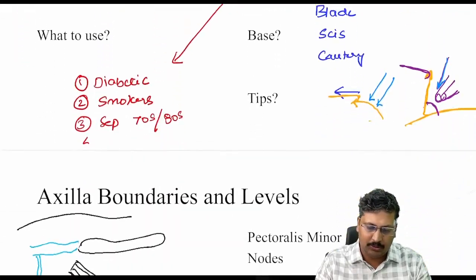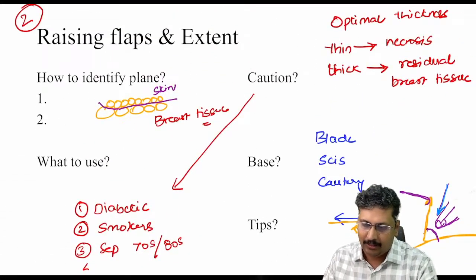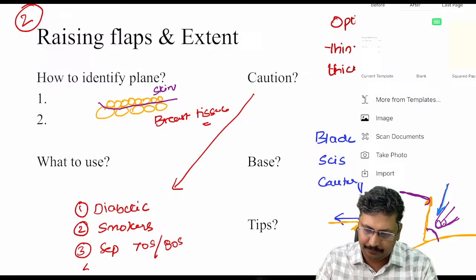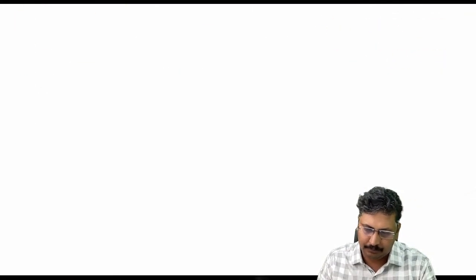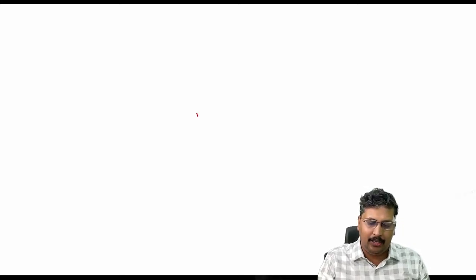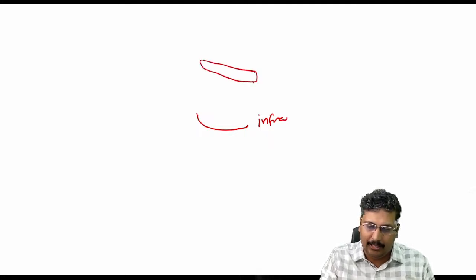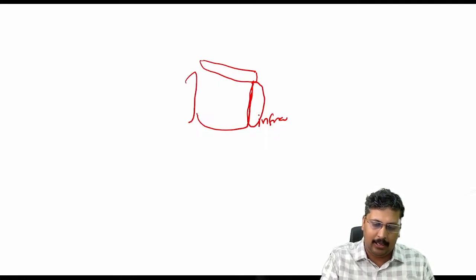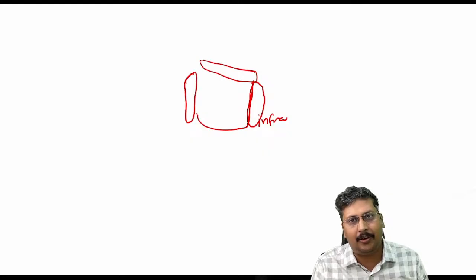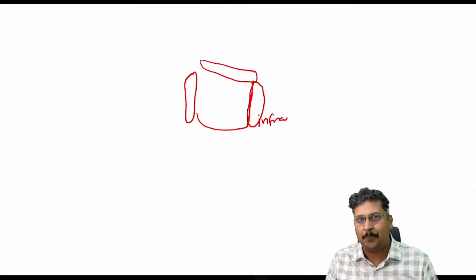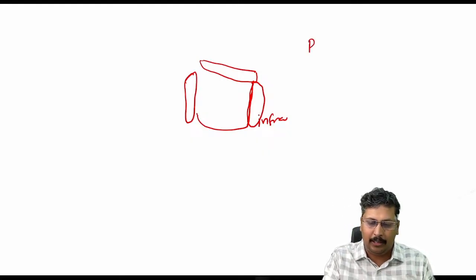So once we raise the skin flaps, here again, till where will we raise the skin flaps? Inferiorly, we have to raise till the inframammary fold, and superiorly it is till the clavicle, and medially it is the lateral edge of the sternum, and laterally it is the LD pedicle. And while lifting from the pectoralis major, we have to always include the pectoral fascia.